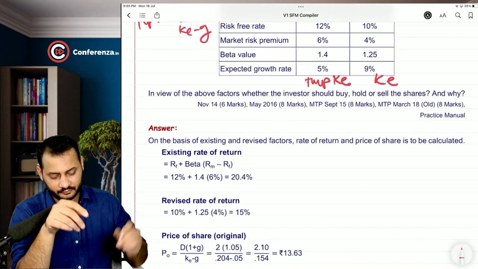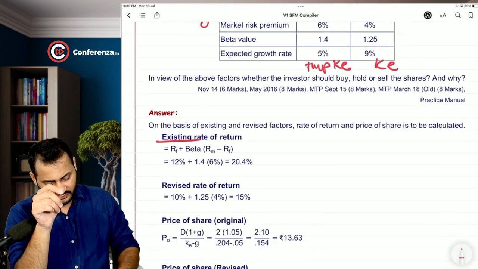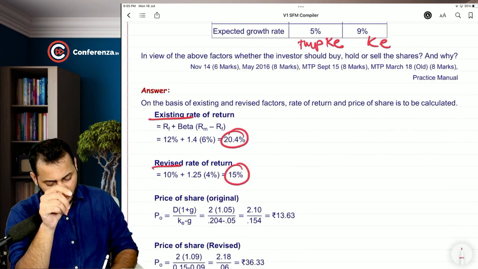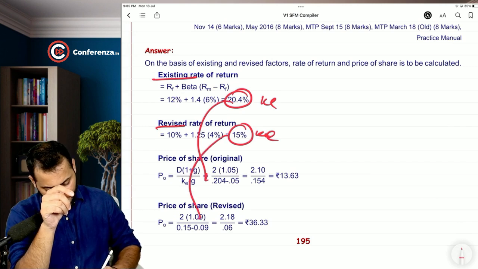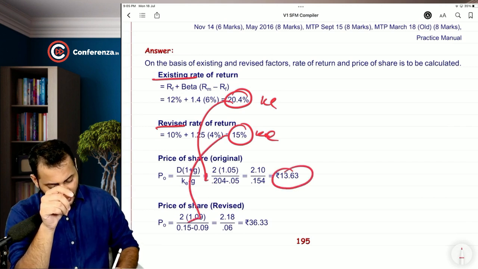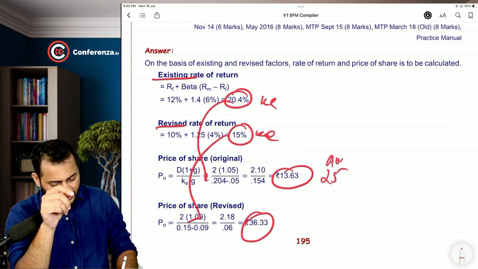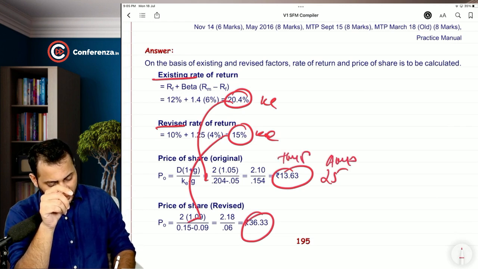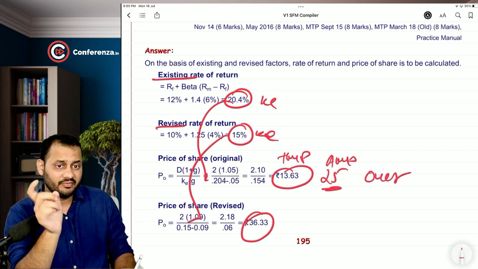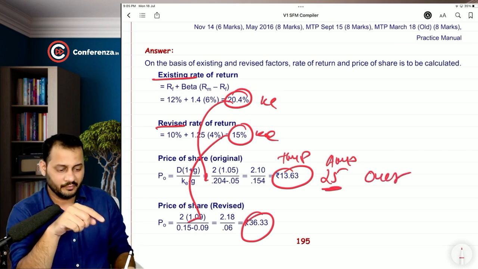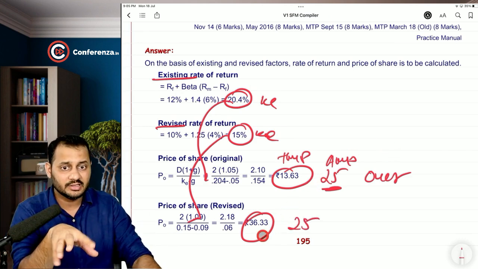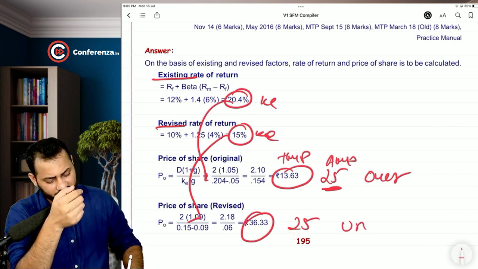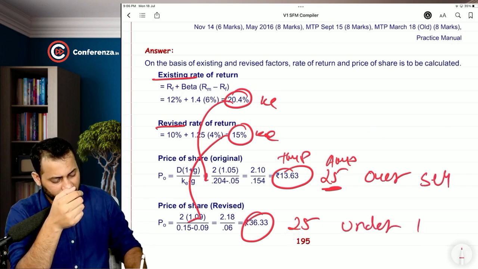See, beta with the existing rate of return and revised rate of return. So there are two costs of equity, 20.4 and 15, and with these there are two market prices. If you compare with the actual market price, this is the theoretical market price. We will say that this is overvalued because 25 is the actual market price now, which is higher. And if you compare 36 with the 25, we will say that 36 should have been the price, but it is only 25. It is undervalued. This is sell, this is buy.